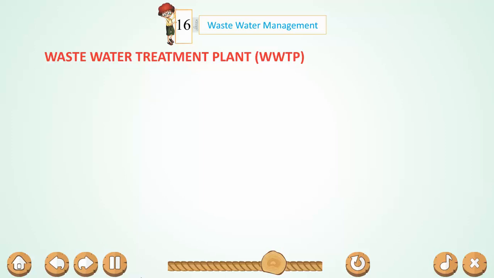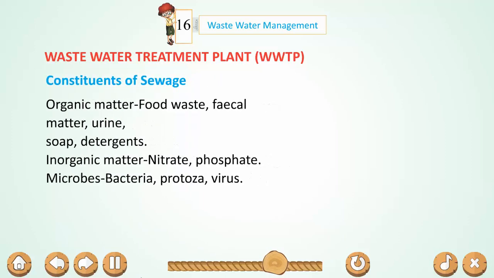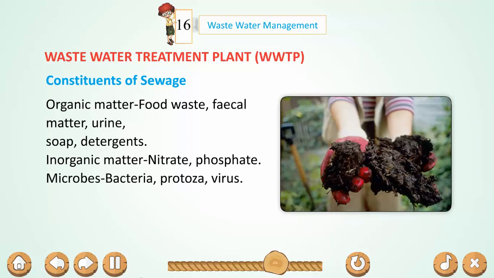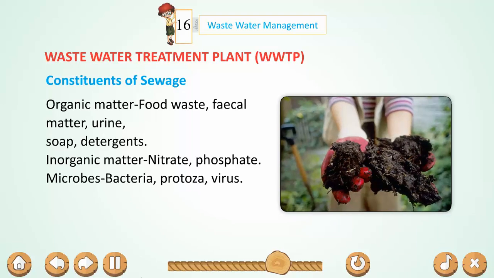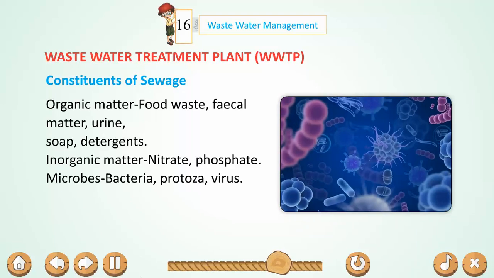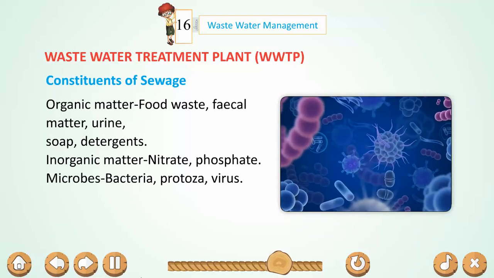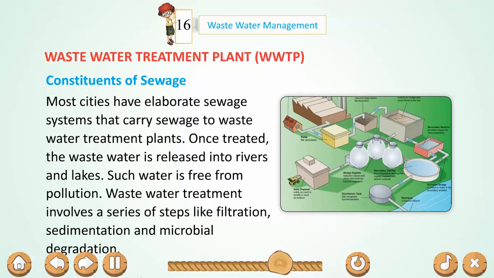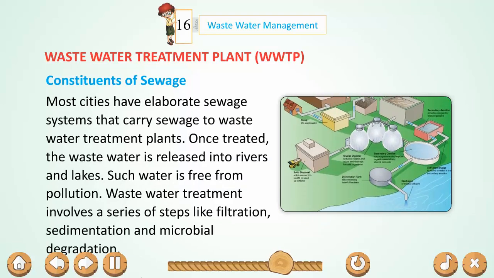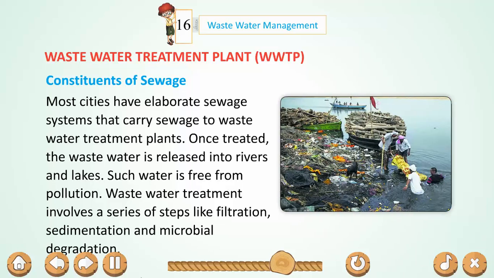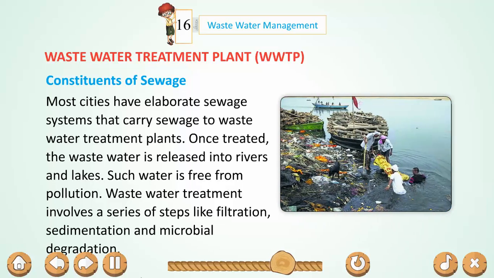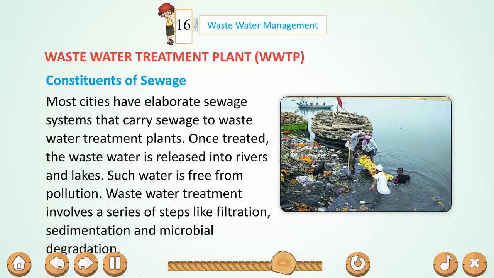Wastewater treatment plant, WWTP. Constituents of sewage: organic matter, food waste, fecal matter, urine, soap, detergent. Inorganic matter: nitrate, phosphorus. Microbes: bacteria, protozoa, virus. Most cities have elaborate sewage systems that carry sewage to a wastewater treatment plant. Once treated, the wastewater is released into rivers and lakes.